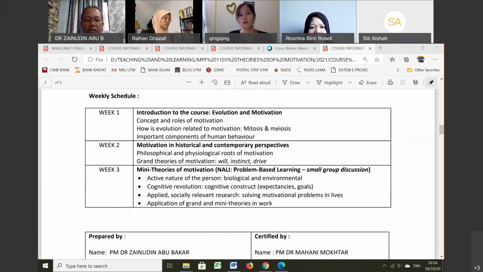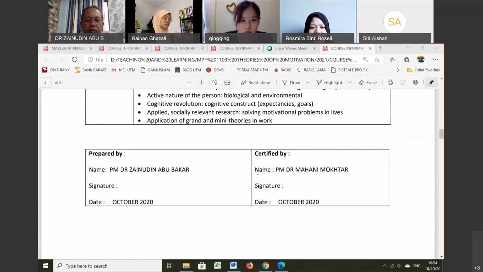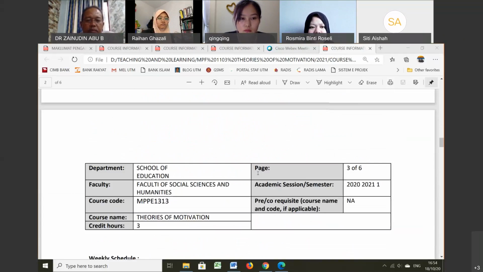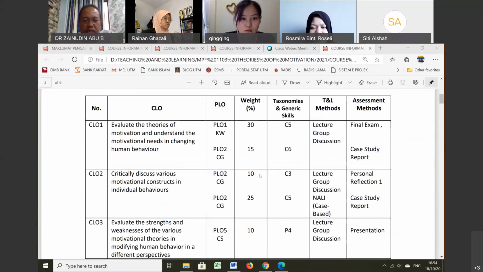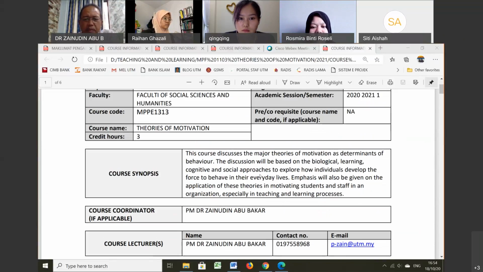Now, these are the topics that will be discussed. There are four fundamental perspectives that we will be discussing. The first one is the biological perspective. The second one is the learning perspective, the third one is the cognitive perspective, and number four, we want to explore the social perspective in understanding human behavior.